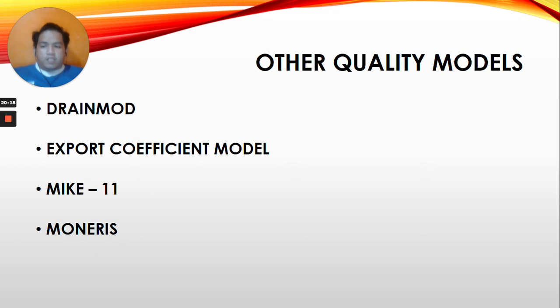Next is the Moneris. The Moneris is an abbreviation for modeling nutrient emissions in river systems. For short, the Moneris model builds over 8 submodels that simulate the main processes of generation and transport of suspended solids and nutrients to the river network. So this is a more complex model compared to the export and DrainMod.